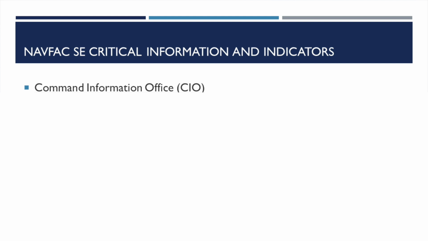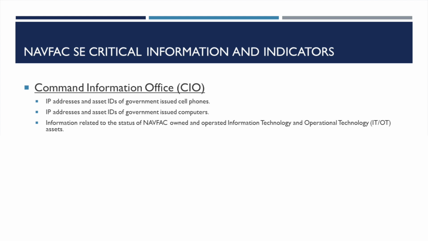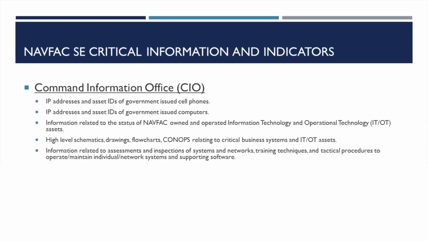Command Information Office, IP addresses and asset IDs of government-issued cell phones. IP addresses and asset IDs of government-issued computers. Information related to the status of NAVFAC-owned and operated information technology and operational technology assets. High-level schematics, drawings, flowcharts, CONOPS relating to business systems and IT/OT assets. Information related to assets and inspections of systems and networks, trainings, techniques, tactical procedures to operate, maintain individual network systems, and supporting software.